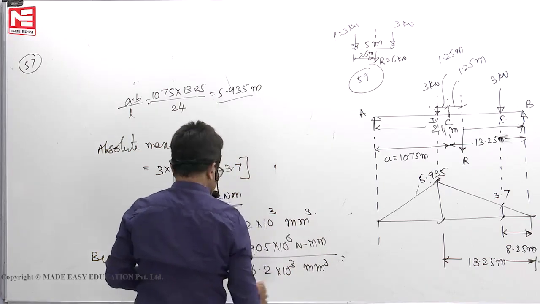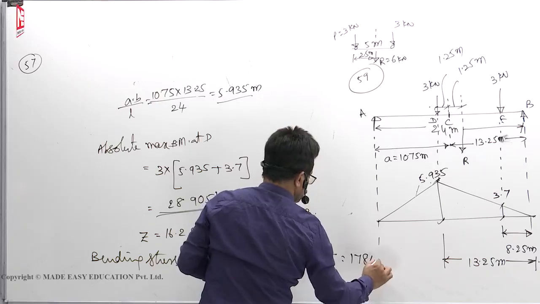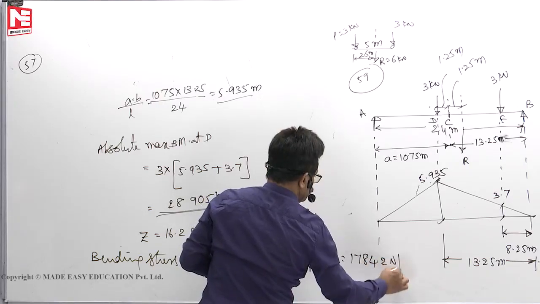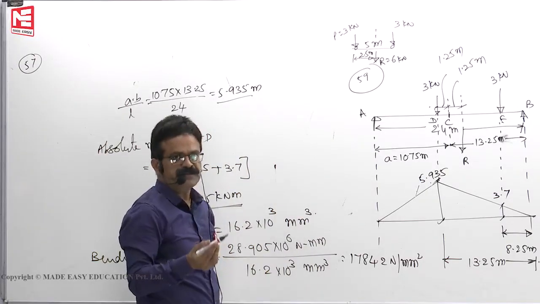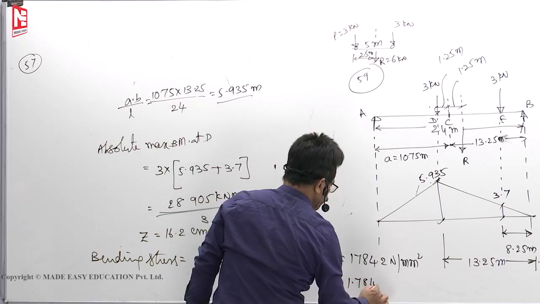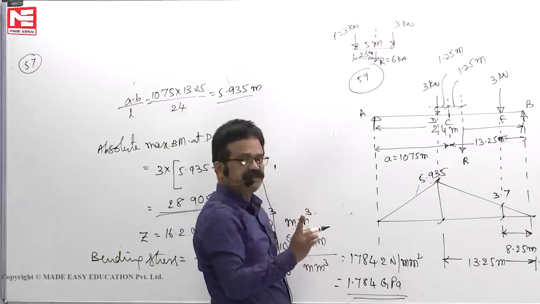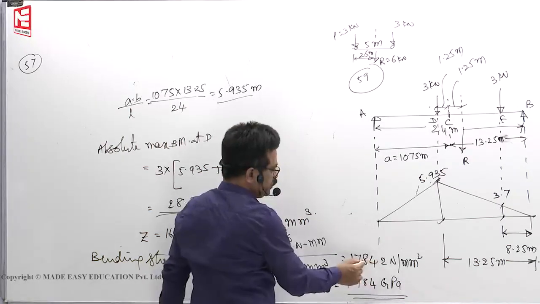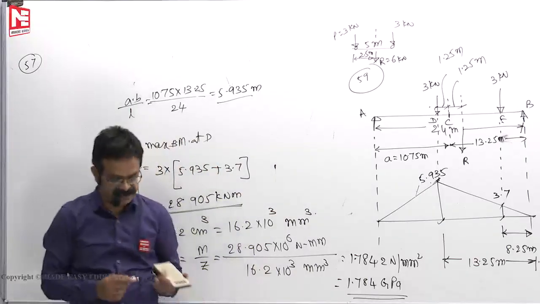You will get 1784.2 newtons per mm square. 1000 Newton per mm square is 1 GPa. So I can write it as 1.784 GPa. Gigapascal means 1000 MPa is 1 GPa. So 1.784 GPa you will get.